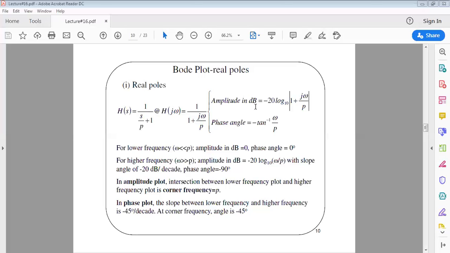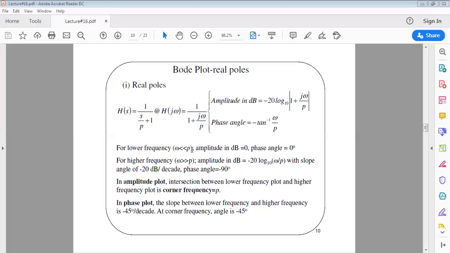I hope that you have learned about this method of calculating the amplitude and also the angle when we face a complex number condition. Okay, in terms of the amplitude plot and the phase plot, these are the rules that need to be taken care of. There are two cases that need to be considered for the amplitude plot.